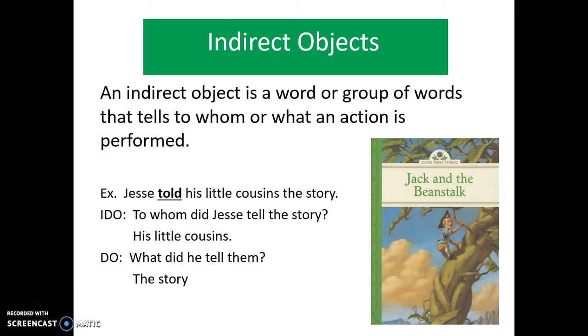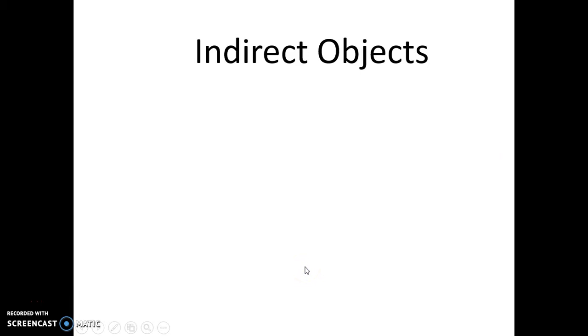All right, so indirect objects. Open your top flap, or open your indirect object side of your flap, and on the top flap, write, an indirect object is a word or group of words that tells to whom or what an action is performed. Our example here, Jesse told his little cousins the story. Well, to whom did Jesse tell the story? His little cousins. And what did he tell them? The story. So you've got your indirect object of his little cousins and your direct object of story.